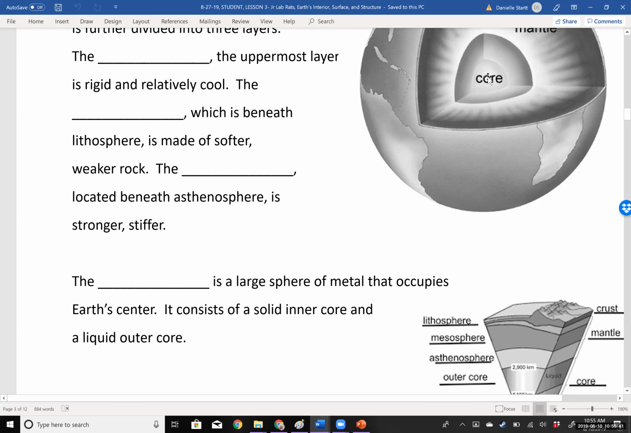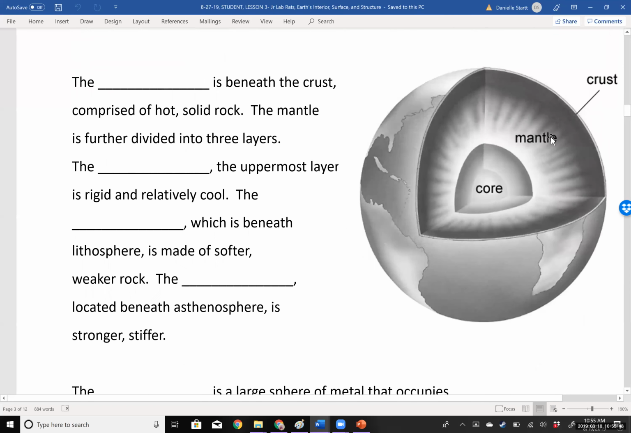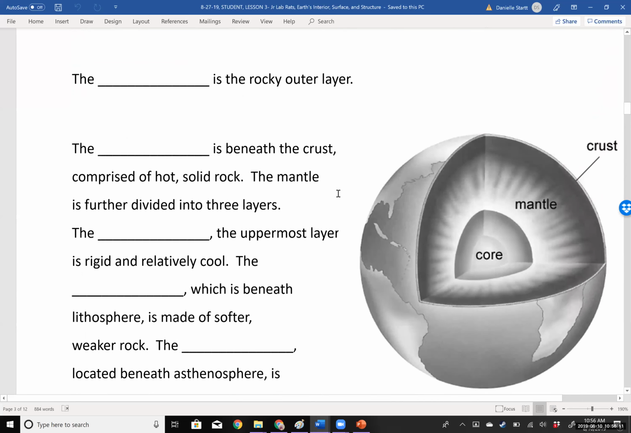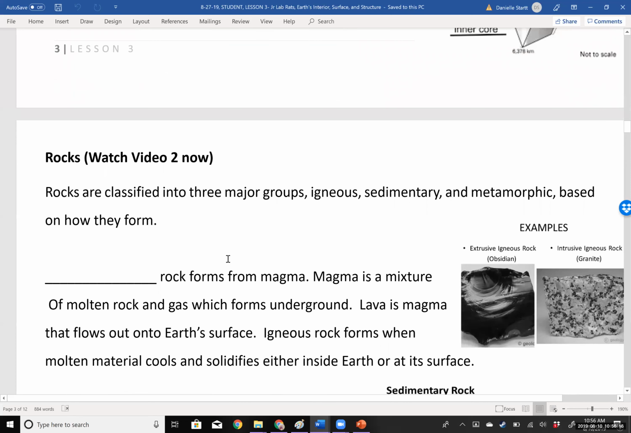So the core does have 2 layers as well, which are shown here in the picture, okay? And here's a diagram of that mantle right there. It shows here the crust, and then the mantle's 3 layers: lithosphere, mesosphere, and asthenosphere, and then the outer core and inner core, which are part of the core. So your 3 main layers. See this little section here? That right there, that's mantle, and then this is core. All right, excellent. Now, if you haven't filled out all these blanks, take a second, fill out the blanks, watch the second video, then come back.